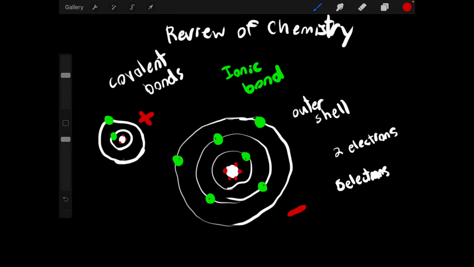Usually it wouldn't be that you just steal it; both atoms would benefit from this. In my example, this atom didn't really benefit at all, because now it doesn't have an outer shell. But usually they'd both benefit, they both have 2 in their outer shell. But then this one is positively charged and this one is negatively charged, which is not good. I'll explain that later, okay.